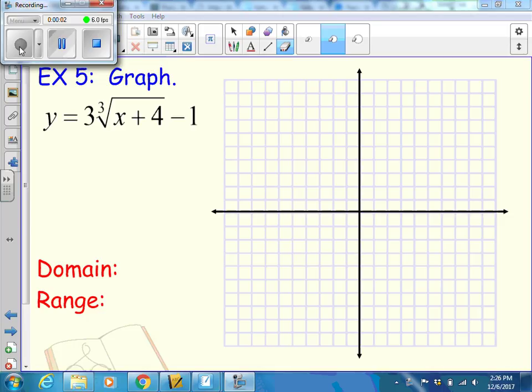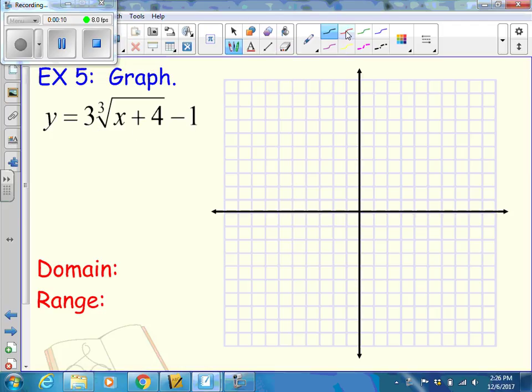So here's example 5 on the 3.5 notes. Here we're going to graph y equals 3 cube root of x plus 4 minus 1. The first thing we need to do is find the parent function of this. So here, remember, we keep our a value, which in this case will be 3, and then we write the cube root, because that's what we have as our function, of x.